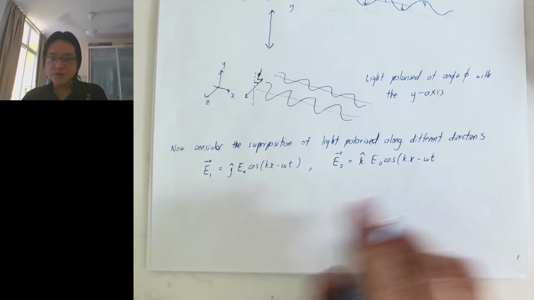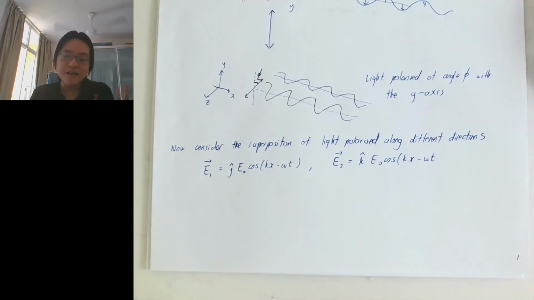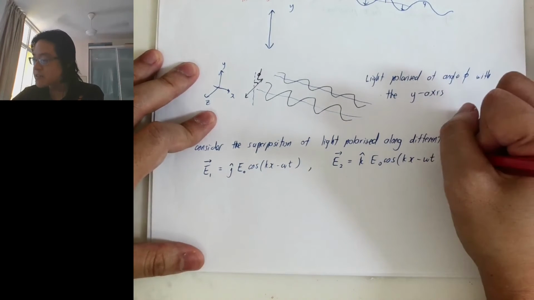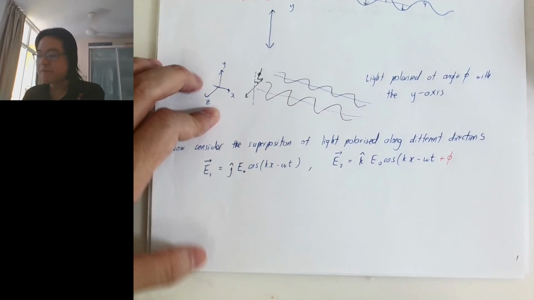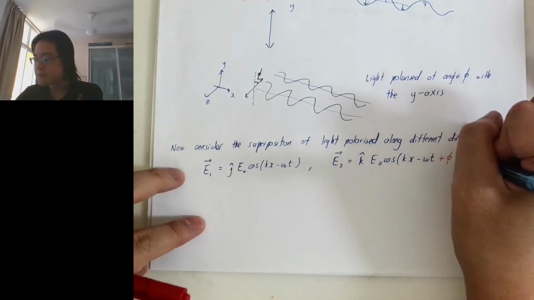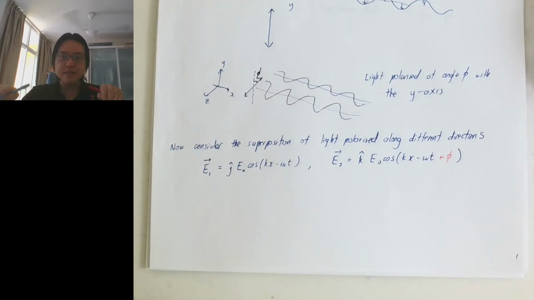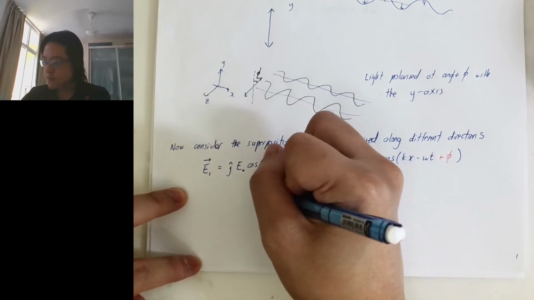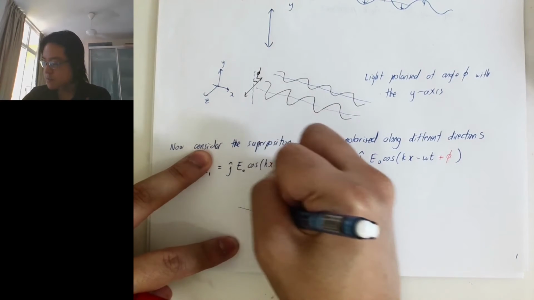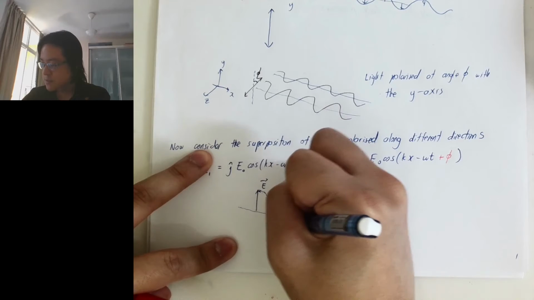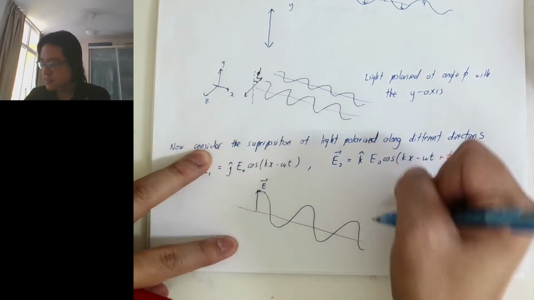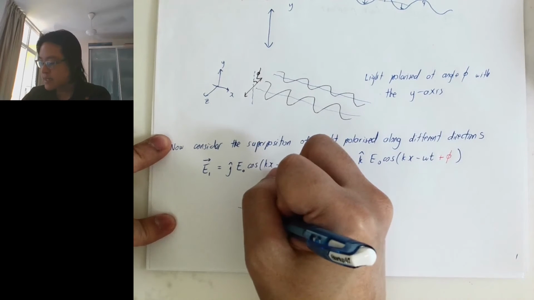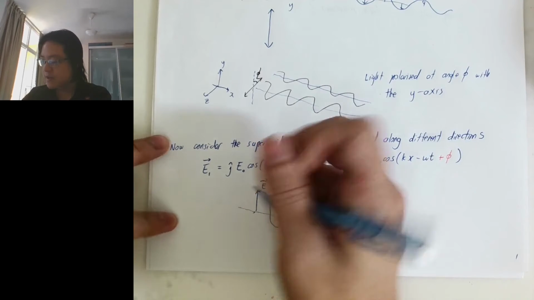But to make things more interesting, as we have been learning so far, usually interesting phenomena happen when there is some phase difference. So let us put a phase difference. So these two lights have different phase, and now I want to mix these two together. I have a light E1 pointing along the y direction. This is my x-axis, and this is my sine curve along the x-axis. And then I have E2 in another direction that is slightly not in phase.